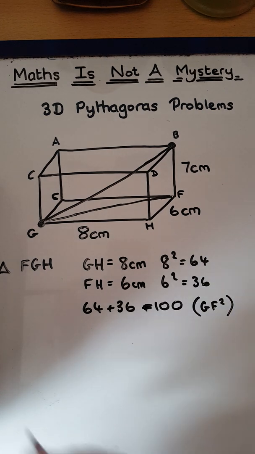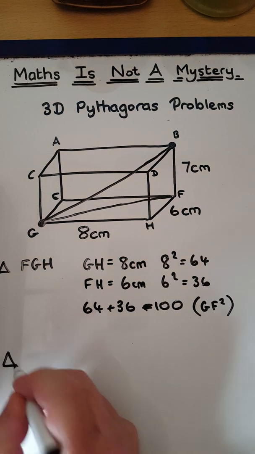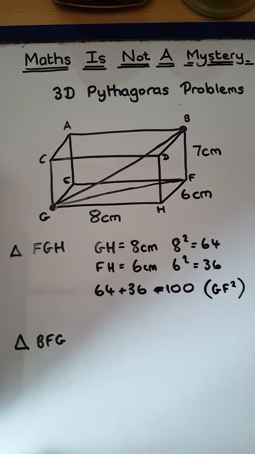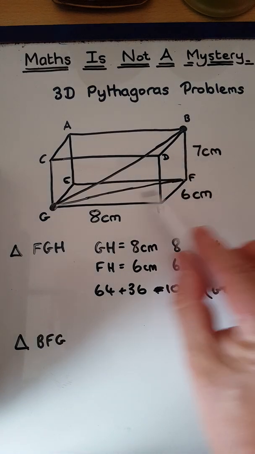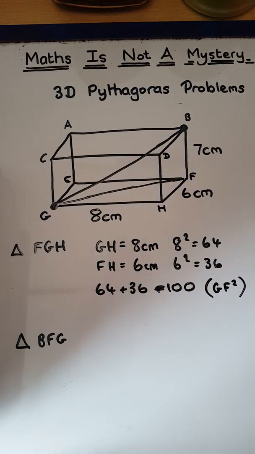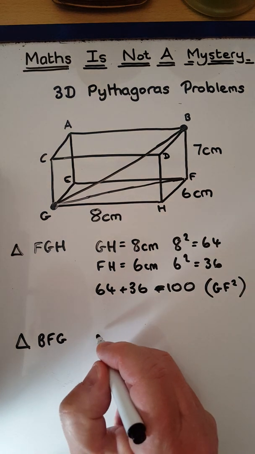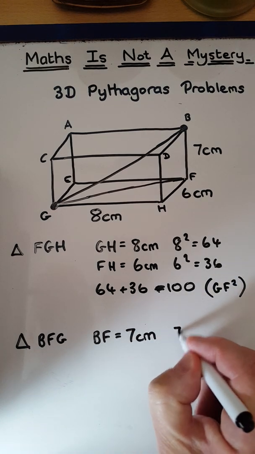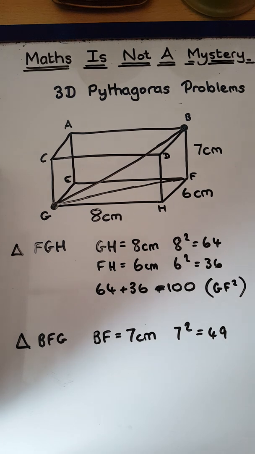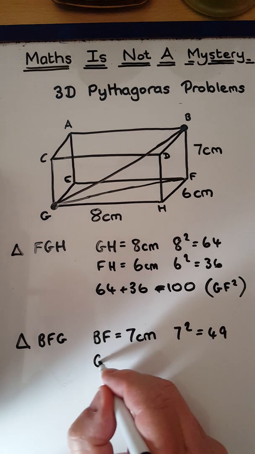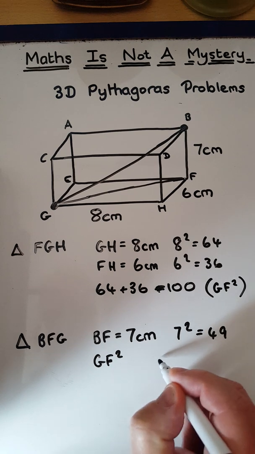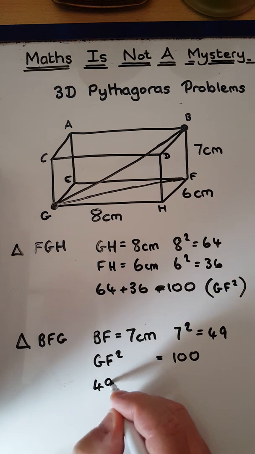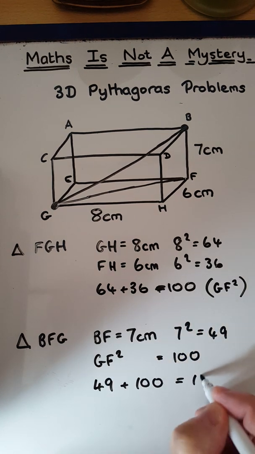Now, in our second bit, we're actually dealing with triangle BFG. I'm sure somebody would be very proud of me for choosing that. Okay, we're doing BFG as our triangle. And there we know that BF is 7 centimetres and 7 squared is 49. And we already know that GF squared is 100. So 49 plus 100 is 149.